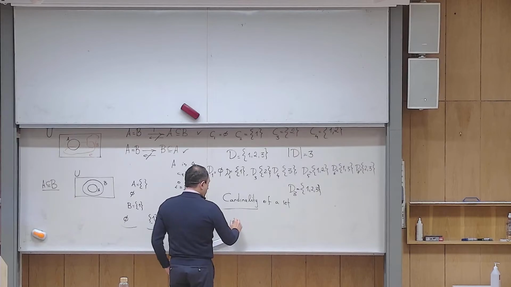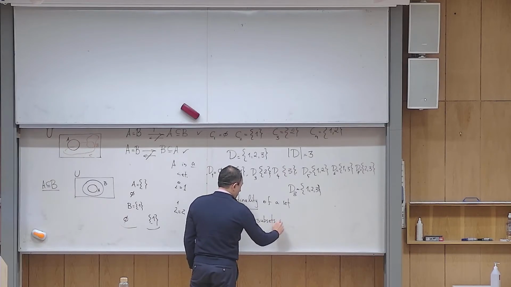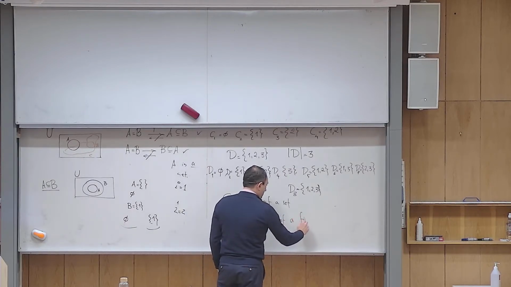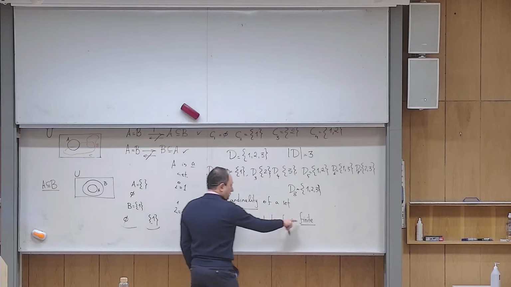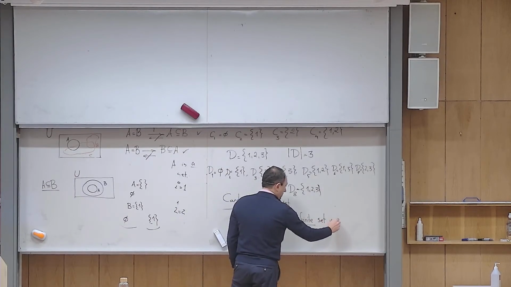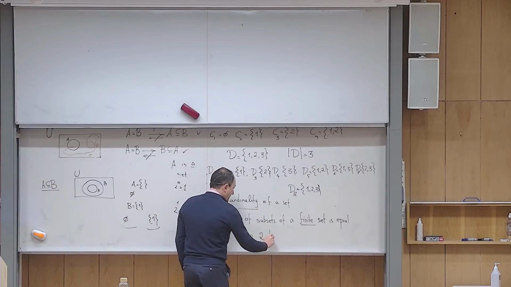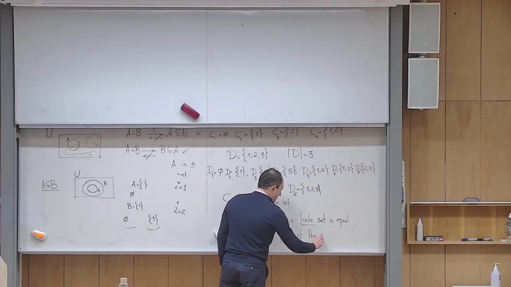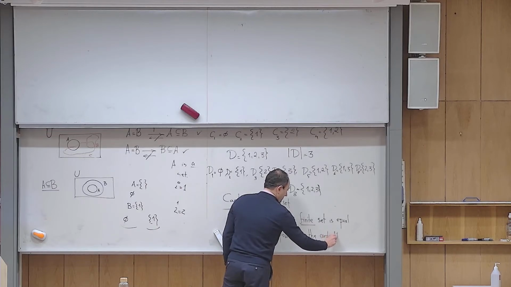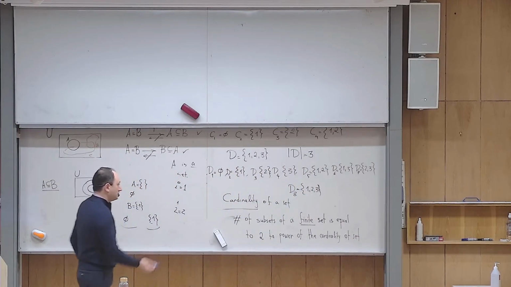So, this tells you that the number of subsets of a finite set, that is another word that I want to define, the number of subsets of a finite set is equal to 2 to the power of the cardinality of that set. So these are very fancy words, but I think it's very, very simple to understand.